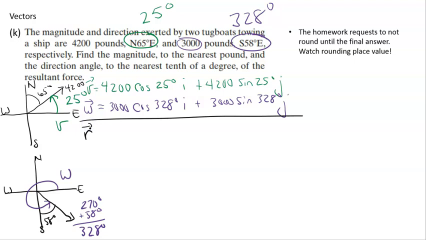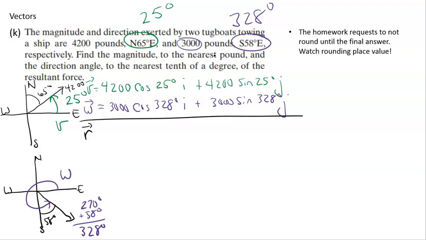Now, the directions on this one, the one that shows up in the online homework, are a little bit sticky. It says, do not round until the final answer. And in addition, I put watch your rounding place value. I asked you to round to the nearest pound and then the nearest tenth of a degree. In the homework, it might ask you to round to the nearest hundredth of a pound. It just varies. This problem came out of the textbook, whereas rounding in the homework is different. So be very careful about that.